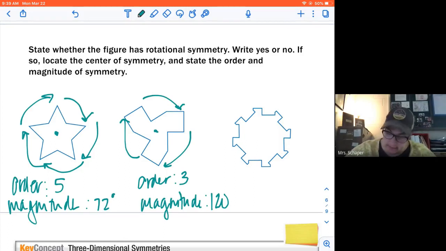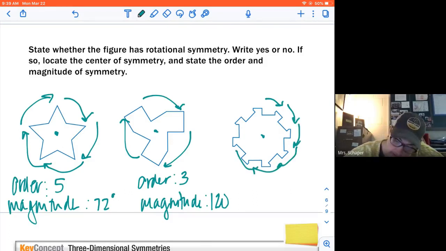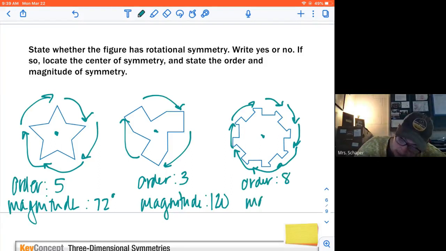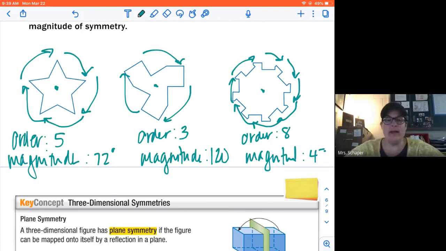All right, let's look at this last one. I've got 1, 2, 3, 4, 5, 6, 7, 8. The order is 8 because it's 8 different stops. So that means the magnitude is going to be 45. So that's the difference between magnitude and order in rotational symmetry.